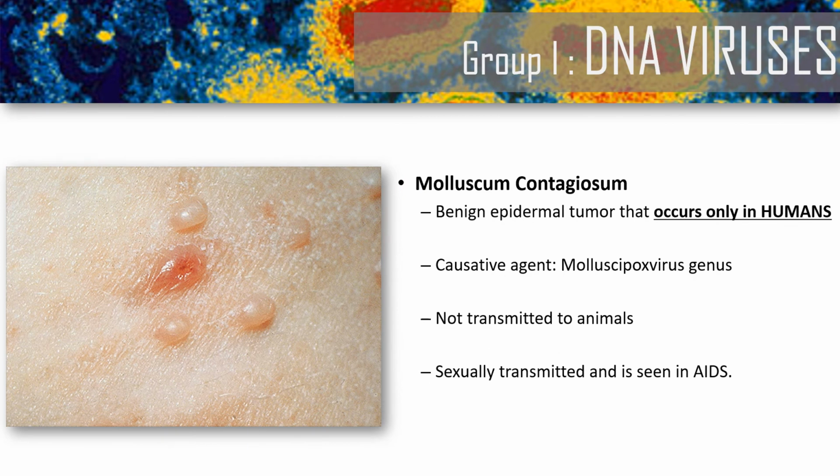And then we also have your molluscum contagiosum. Okay, benign epidermal tumor that occurs only in humans. Ayan. Tapos causative agent class, Molluscum virus genus, not transmitted to animals, so therefore restricted only to humans. Usually class your molluscum contagiosum is very common to people who are suffering with AIDS or acquired immunodeficiency syndrome. And then sexually transmitted siya. So therefore class, you need to have a sexual intercourse to get this one.